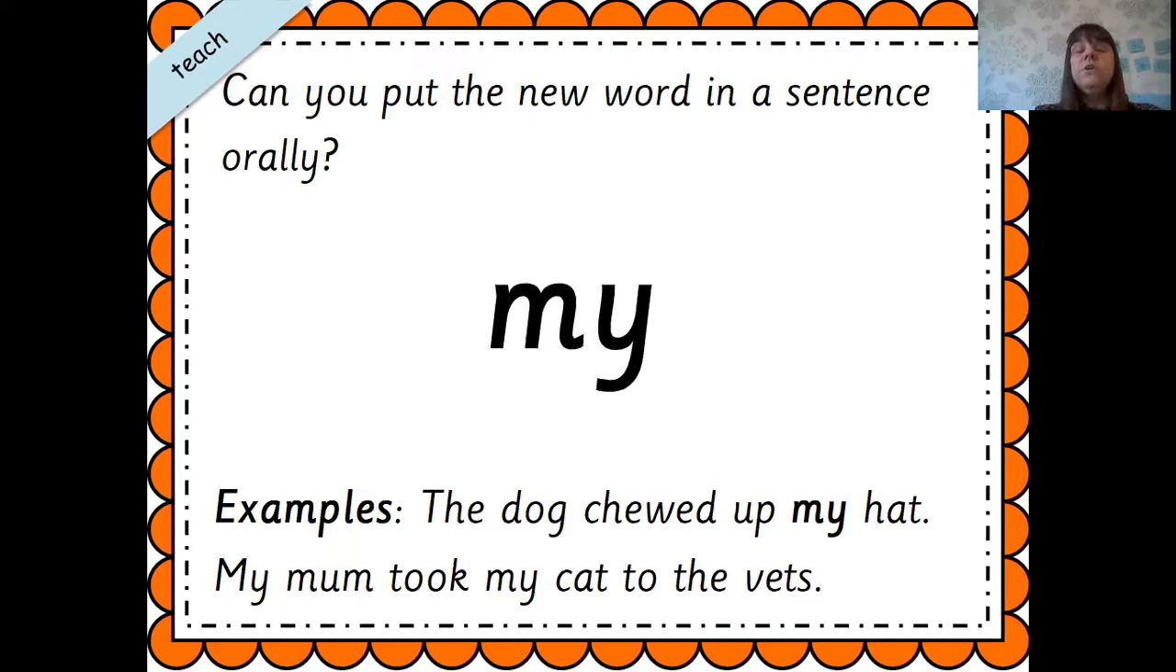I'm going to put it in a sentence for you, and then I'd like you to talk to your adult or the person next to you to think of your own sentence with the word my in. The dog chewed my hat. That's one of my sentences. The dog chewed my hat. We've got another one here. My mum took my cat to the vets. Now, look at the person next to you, share your sentence with the word my in.